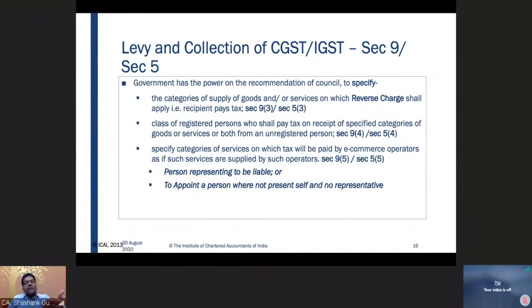Similarly, Urban Clap, when you call for some services at your home, Urban Clap lists certain vendors and they are providing those services to you. So this entry is specific to services, where e-commerce operators can be made liable for specific services to pay the applicable tax as if they are the suppliers.